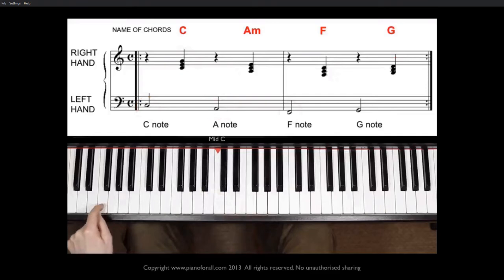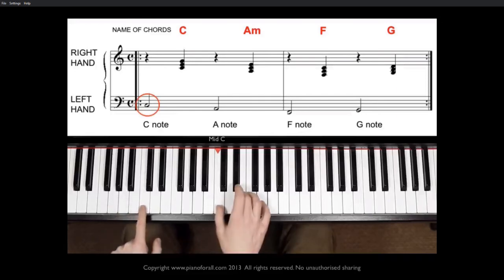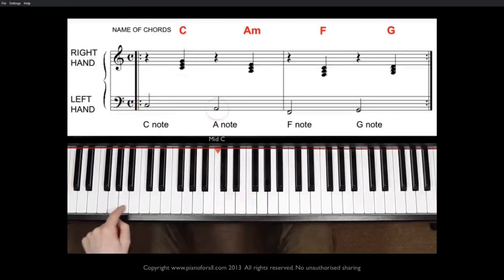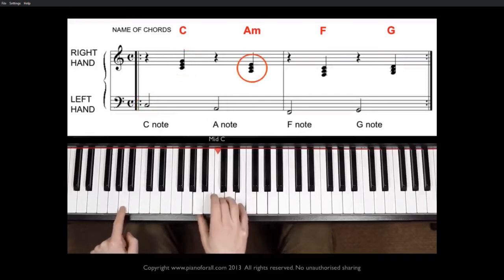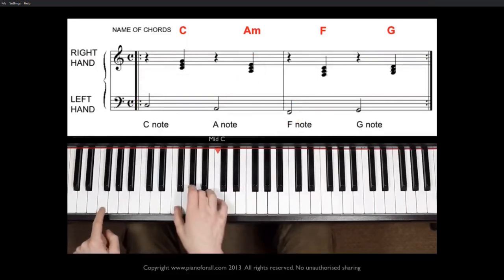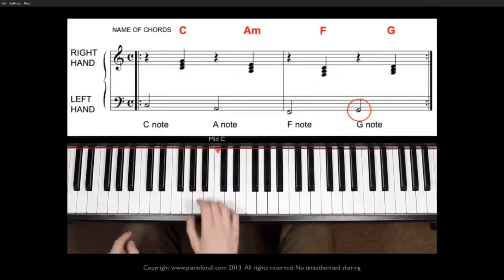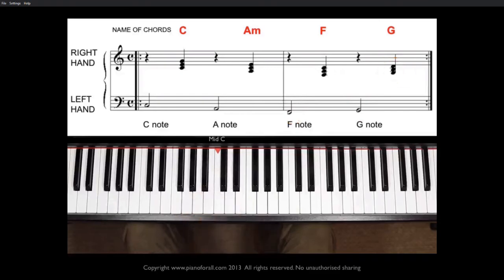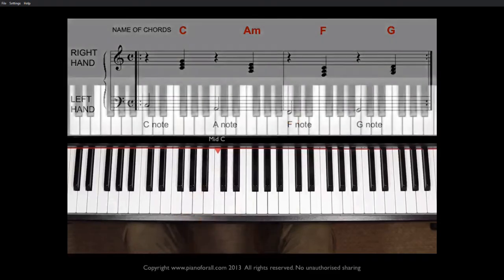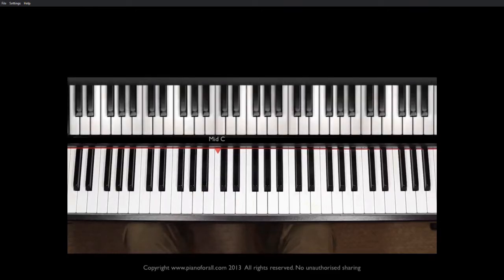C, A, F, G. And if you follow it in sequence, so first of all it's the C note in the left hand, followed by the C chord, then the A note in the left hand, followed by the A minor chord, then the F note, followed by the F chord, then the G note, followed by the G chord. So proper music notation is actually the easiest and most concise way to describe musical ideas.